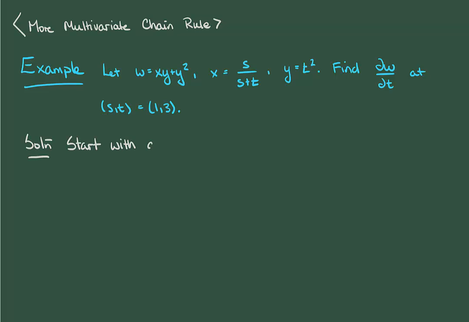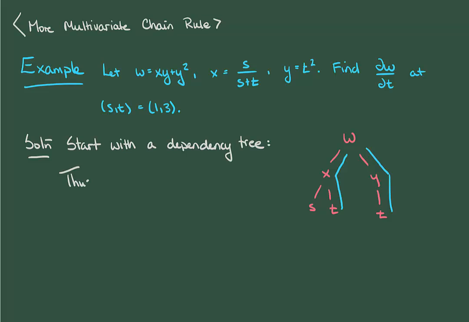Regardless, we do need to start with a dependency tree, which we write out as follows. Since we want dw dt, we'll trace the paths from w to t, so that the chain rule reads by adding these paths.